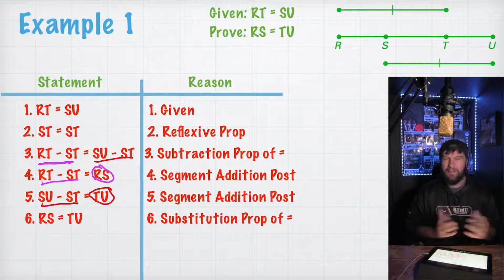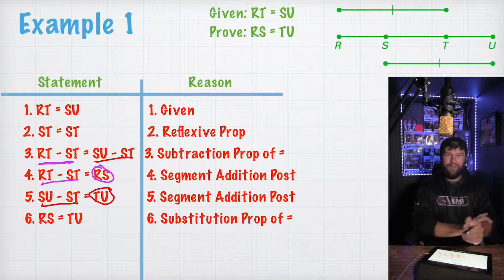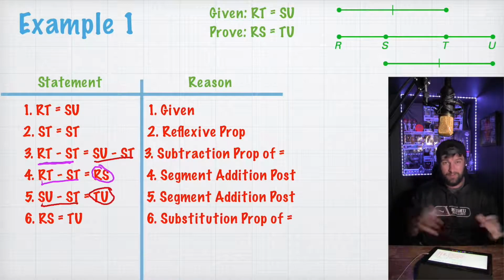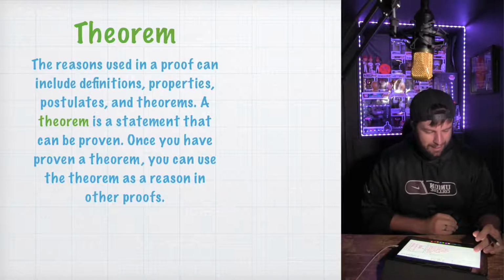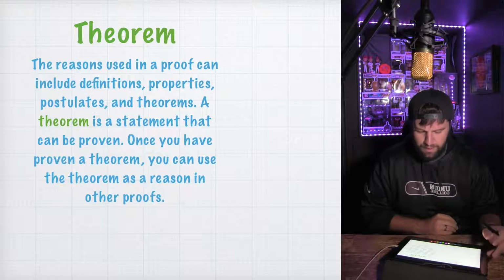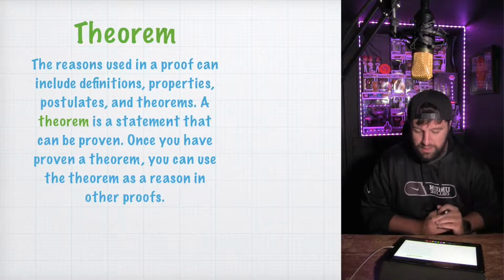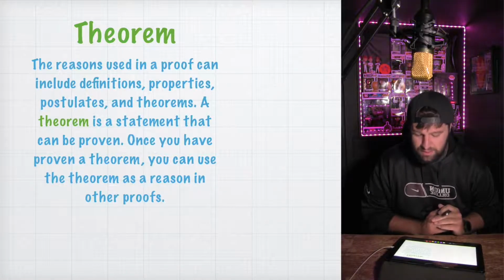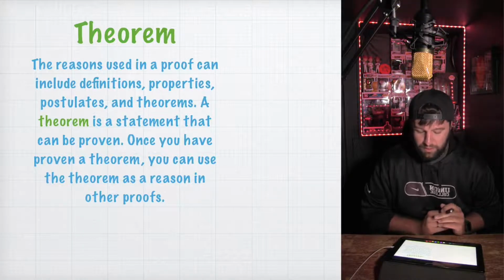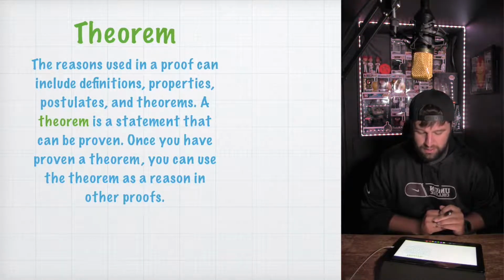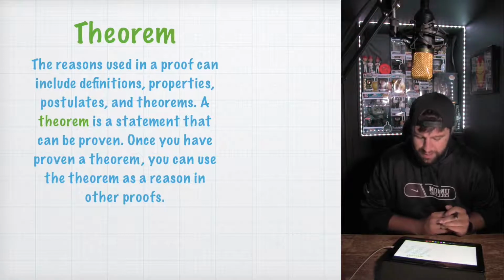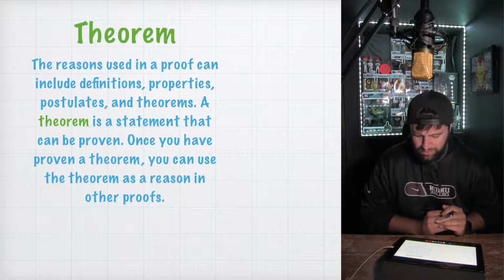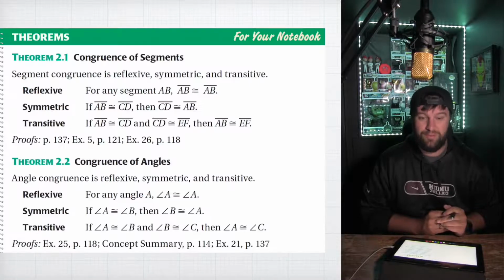Yeah, example 1. We kind of already did that once before, so I just hope it reaffirmed your knowledge, and let's keep going. Theorem. The reasons used in a proof can include definitions, properties, postulates, and theorems. A theorem is a statement that can be proven. Once you have proven a theorem, you can use it as a reason in other proofs.